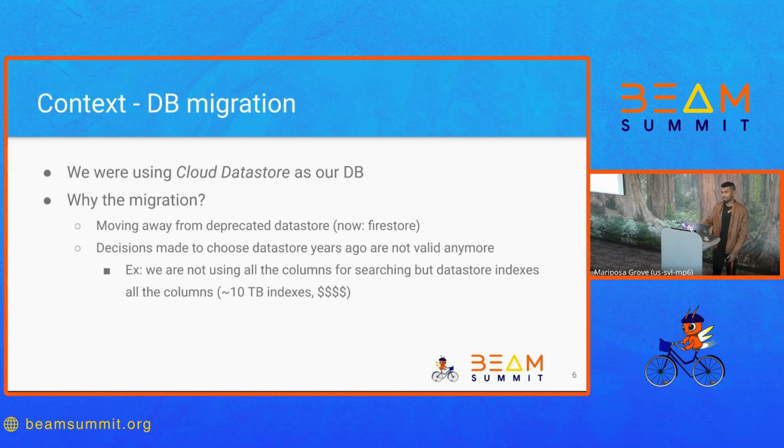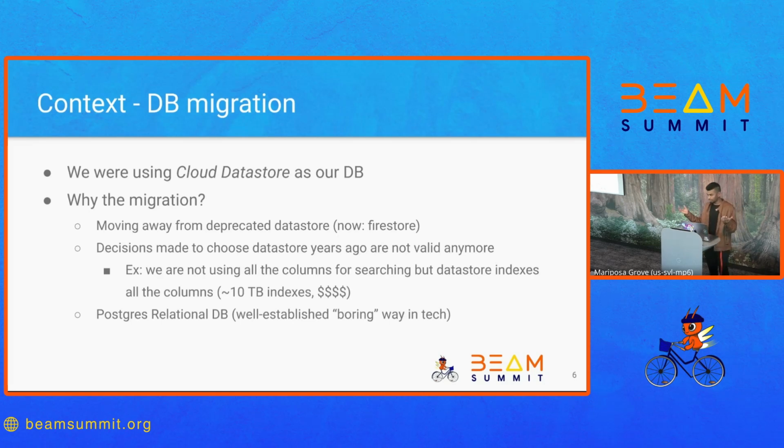That's one example. The other example is that we don't really need an unstructured database because our data is semi-structured. So we could use something like Postgres, which has JSON columns, and it's a boring way of doing tech. It has survived for decades now. It'll scale well as we grow along. We were also migrating the service that was using the database, so it was a sub-level of that migration.